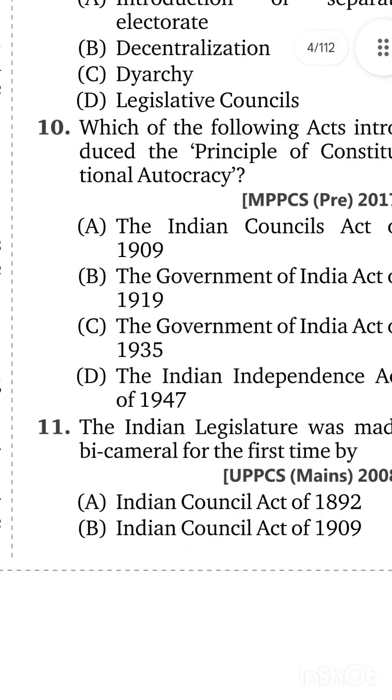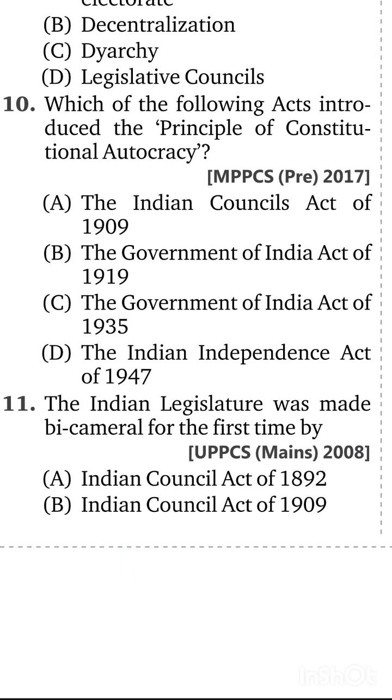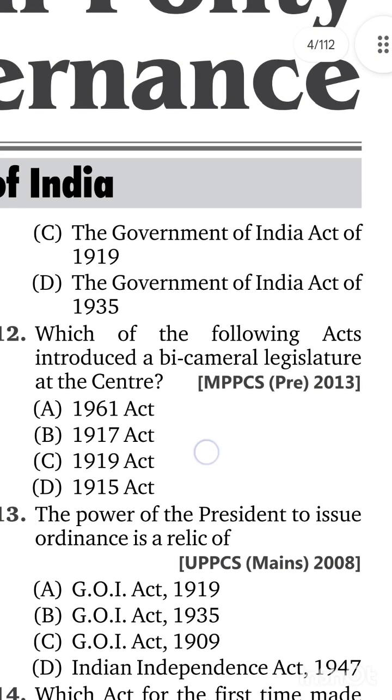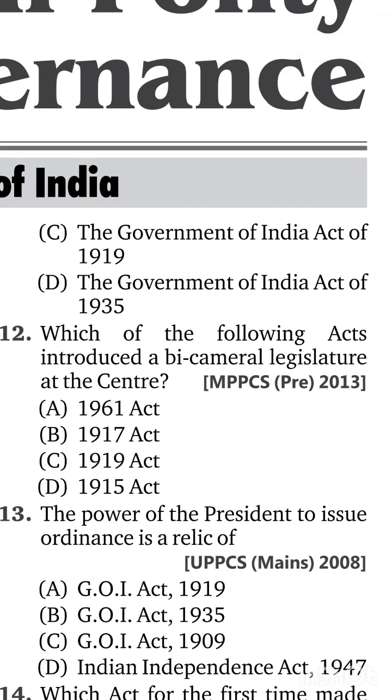Okay. 11th question. The Indian legislature was made bicameral for the first time by? Option is C, the Government of India Act 1919. 12th question. Which of the following acts introduced bicameral legislature at center? Similar question. 1919 Act. Government of India Act 1919.